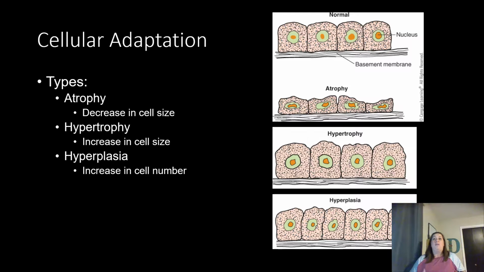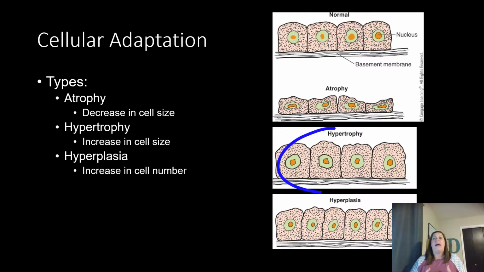Okay, it's just like if you were to have a cast before. Have you ever had a cast on, like your arm? When they took the cast off, it looked all skinny and sickly. That's because those muscle cells got smaller because they were not being used. That is a type of atrophy, okay, cell adaptation.